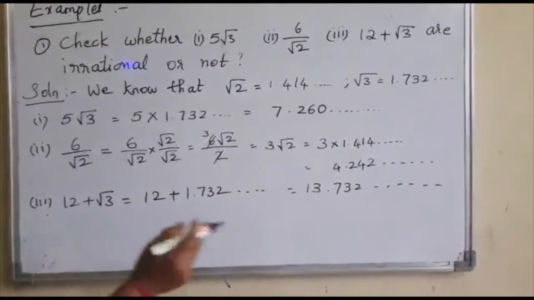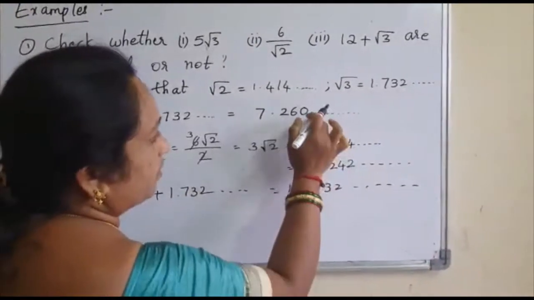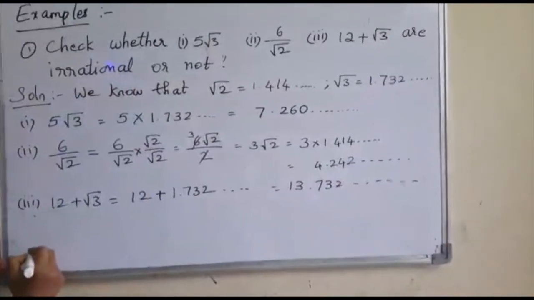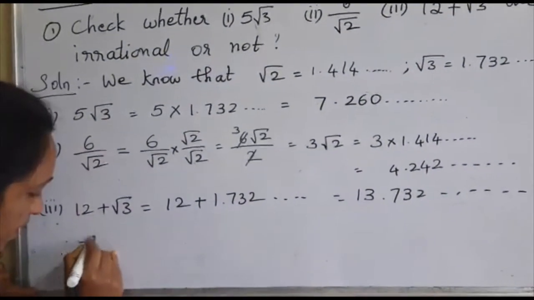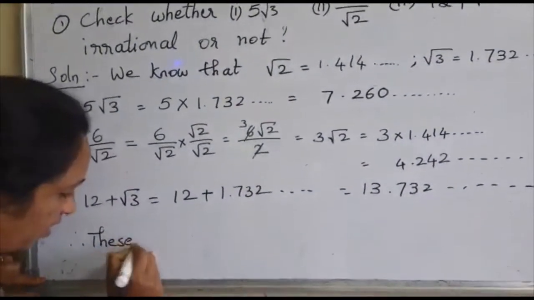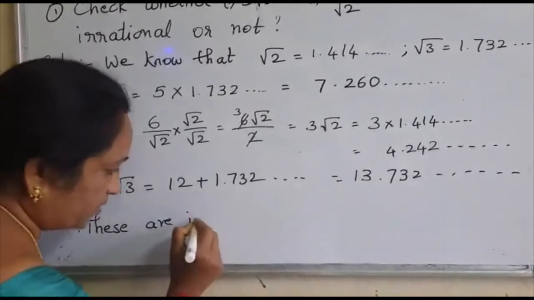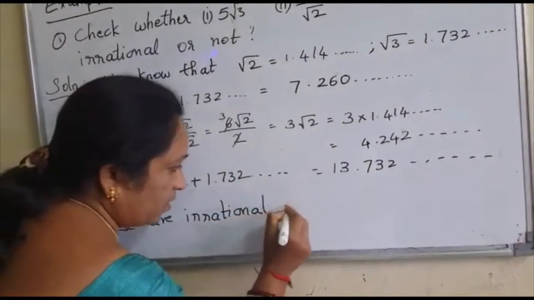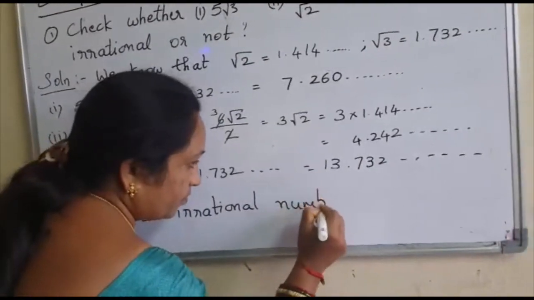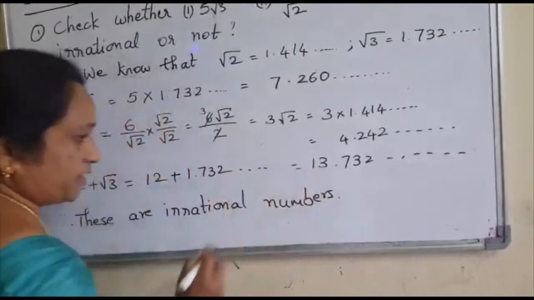So here, how can you say these are irrational? Because they are non-terminating, non-recurring decimals. Therefore, these are irrational numbers. Hence, checked.